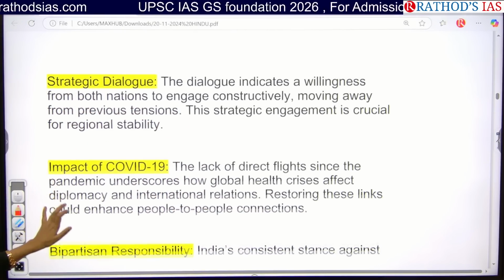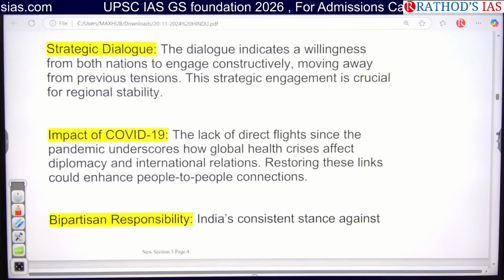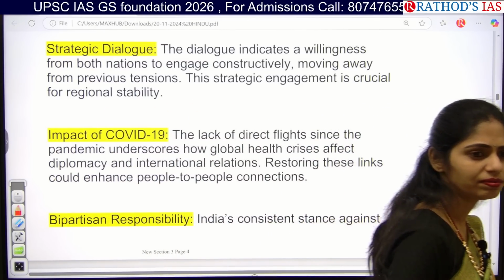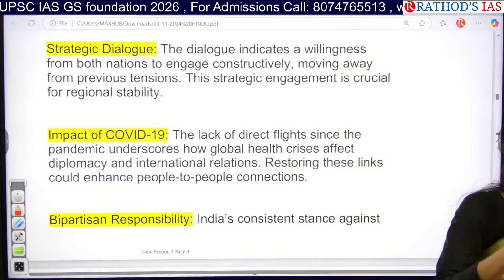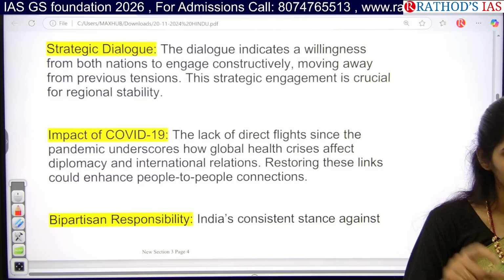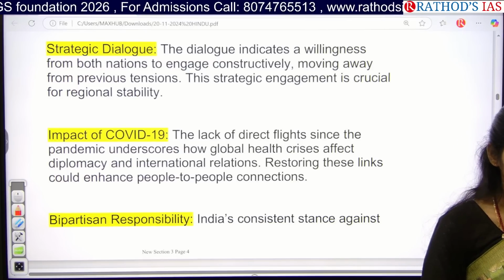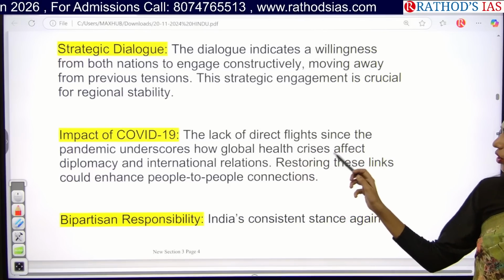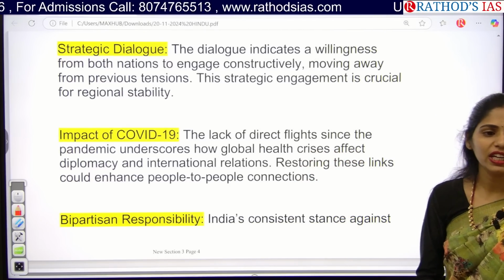And the next one here is from COVID-19 time onwards. Actually, this COVID-19 started from which area? China, and in which place did it start? Wuhan. Okay. So from COVID-19 onwards, there is a lack of direct flights between India and China.